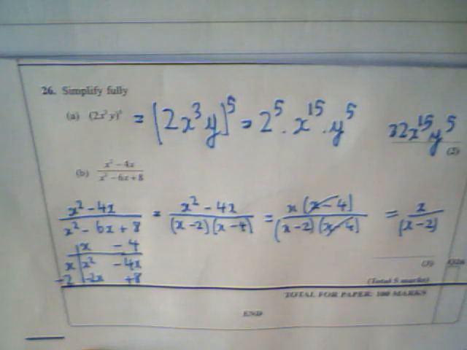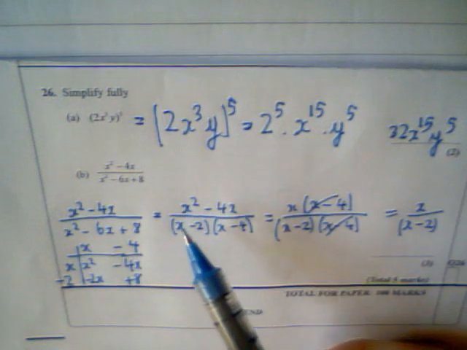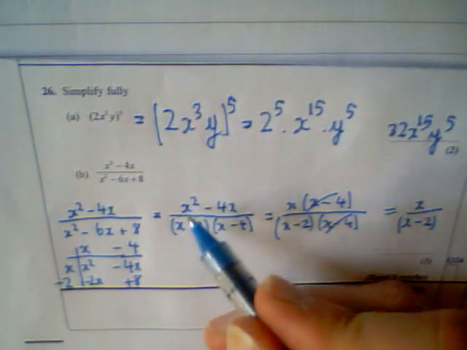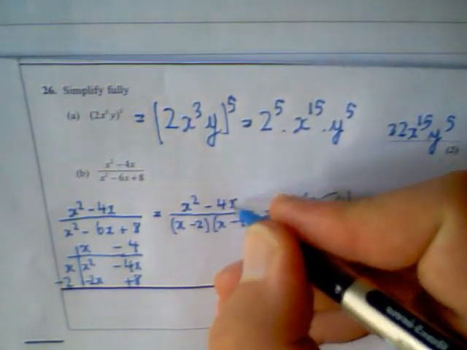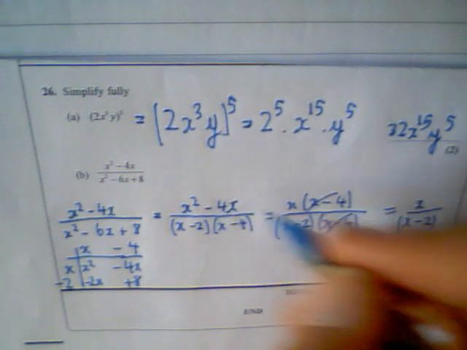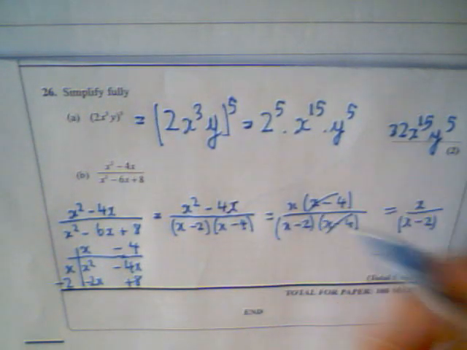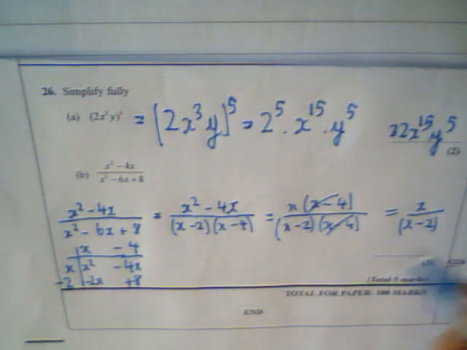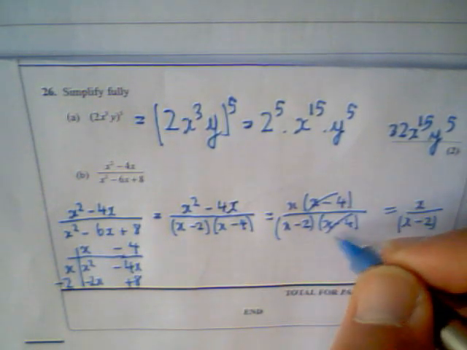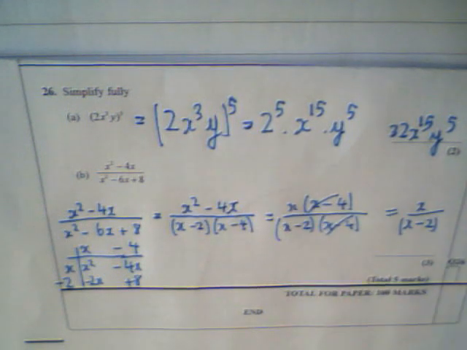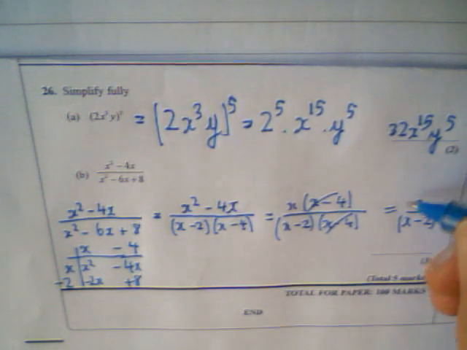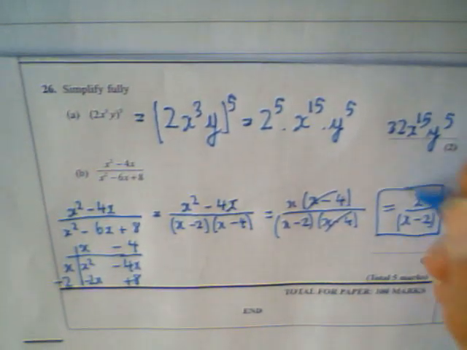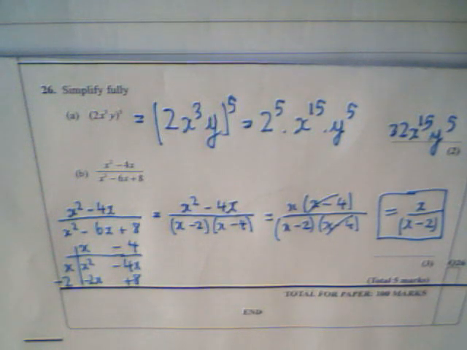If you wanted me to break it down, we can see that x is in both x squared and 4x, so we can take a factor of x out. What times x makes x squared is x, and what times x makes minus 4x is minus 4. And because we have x minus 4 on the top and x minus 4 on the bottom, and they're both in a product, we can just cancel straight away. So that's our desired answer, x over x minus 2.